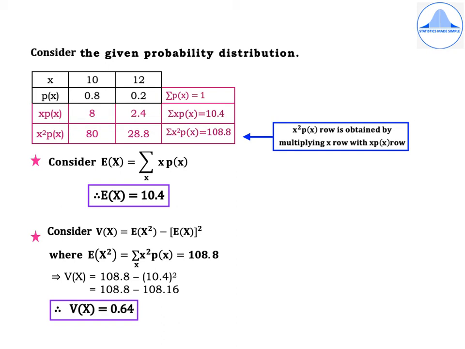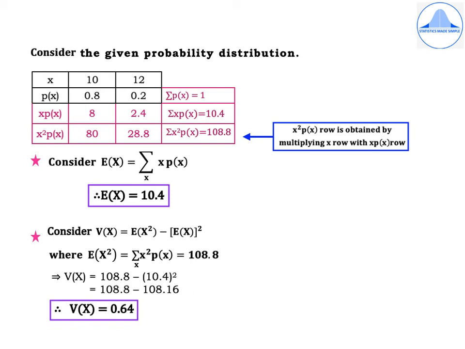Now the fourth row. When I have to find out x square p of x, what you have to do is multiply the x row values with the x p of x values. Then we will get x square p of x. This I have highlighted in the blue color box. So let us do the calculations for the fourth row. Remember, you should multiply the x value with the corresponding x p of x value. So 10 into 8 is 80, 12 into 2.4 is 28.8. Then calculate summation x square p of x. Add 80 and 28.8, and you'll get 108.8.